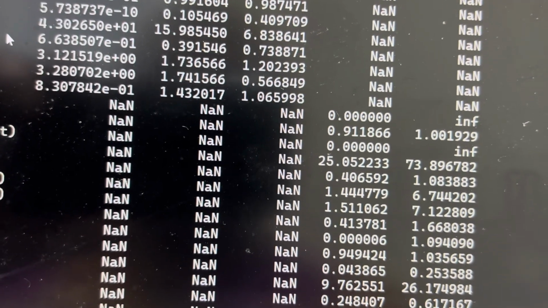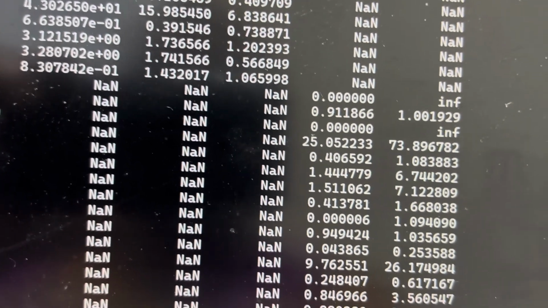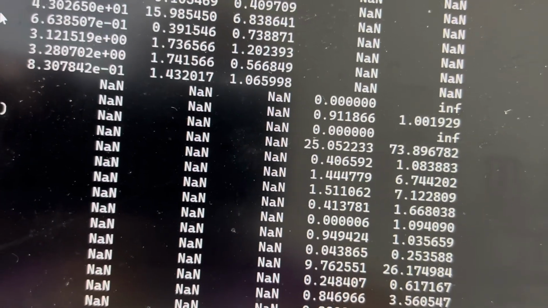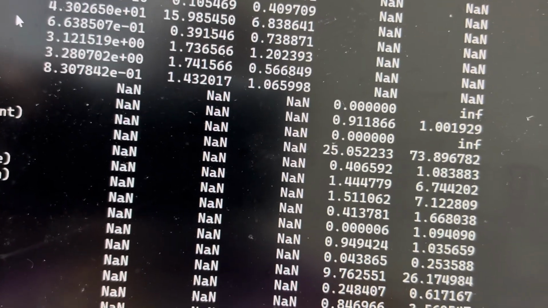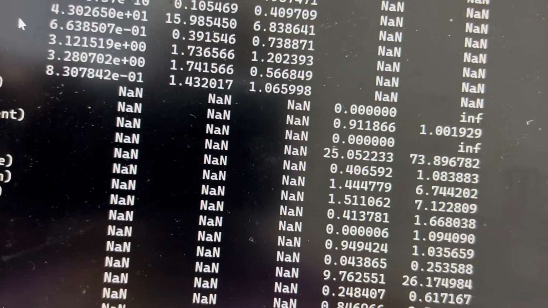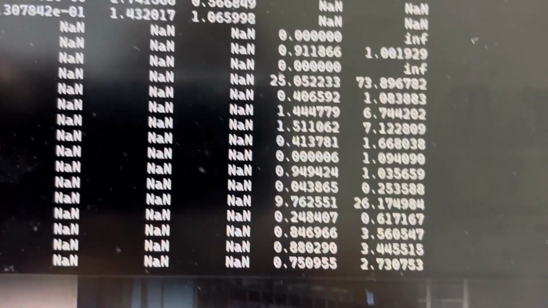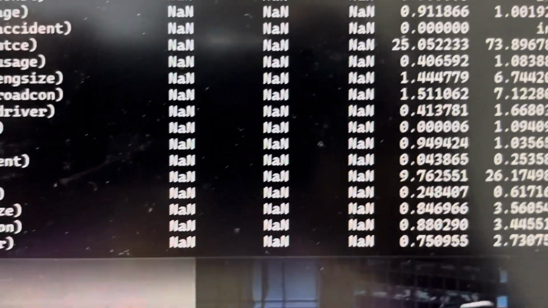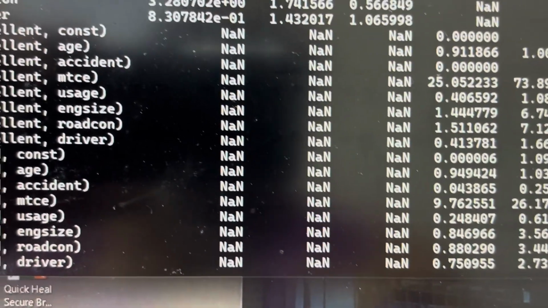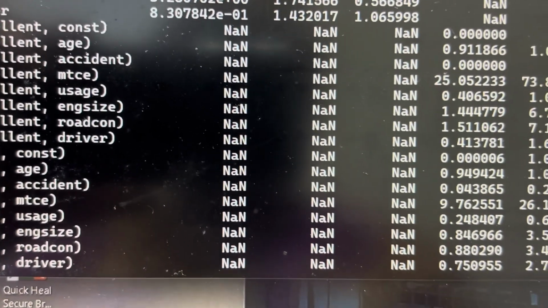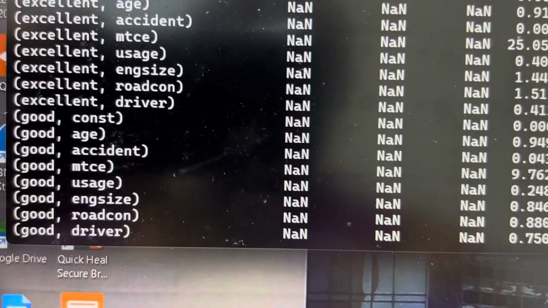For the confidence interval, the lower confidence interval has 25.05, and for upper confidence interval it has 73.8, and they are all positive. Now it also compares with usage and all of that, which are also positive.